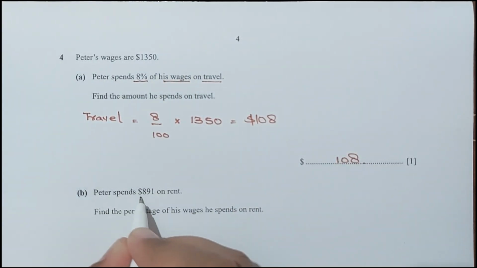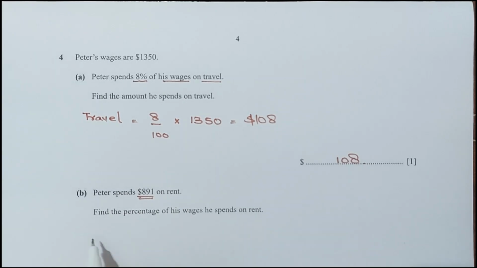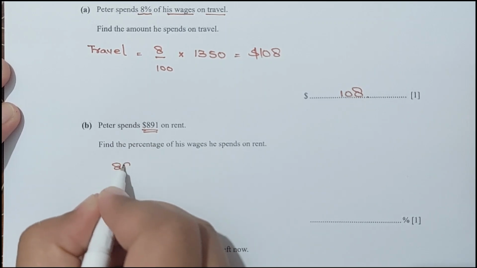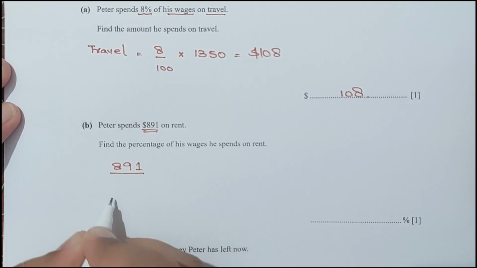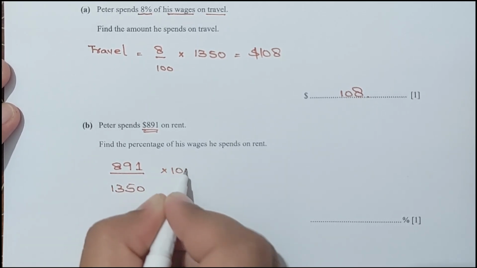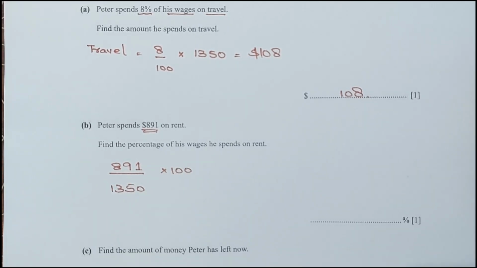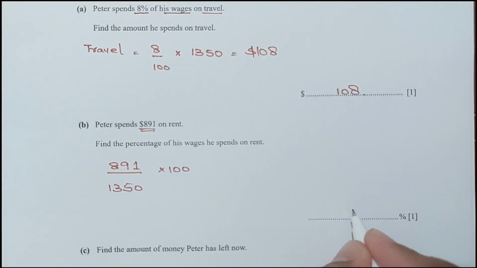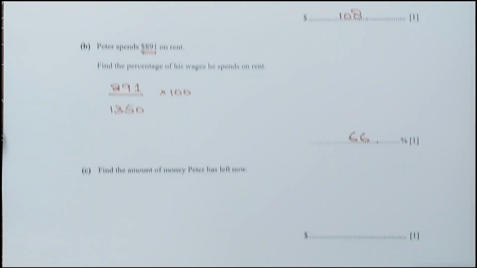Part B: Peter spent $891 on rent. Find the percentage of his wages he spent on rent. So he spent 891 out of the total, and the total is 1350, multiplied by 100. 891 over 1350 times 100 is 66%, so he spent 66% of his wages on rent.